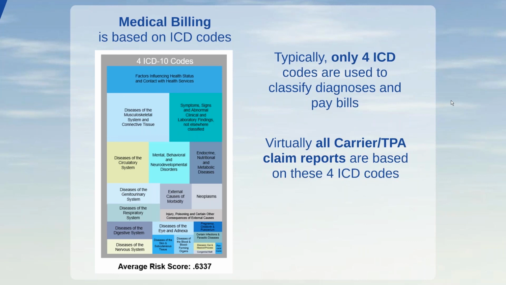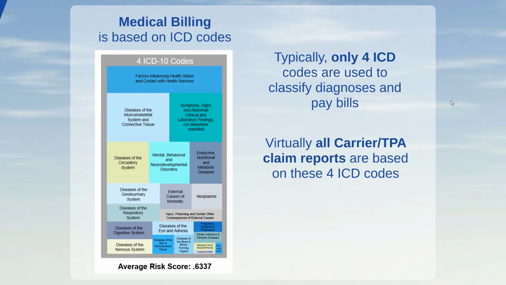Typically what you see on many carrier reports are that only 4 ICD codes are used to classify diagnosis and to pay bills. Virtually all carrier TPA claim reports are based on these 4 ICD codes. So if we were analyzing a population based off of this data set, we can calculate a risk score that we see at the bottom as 0.63.